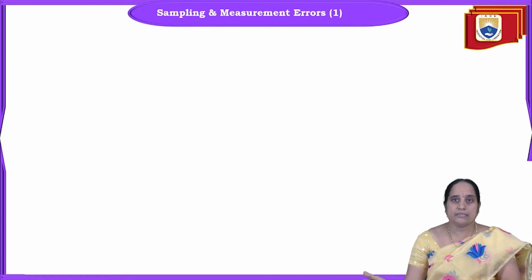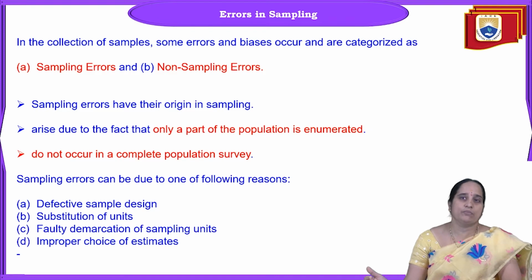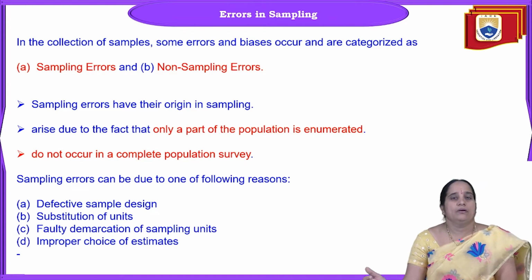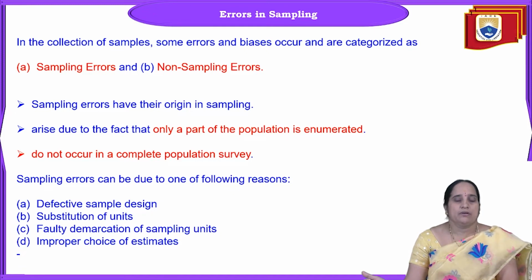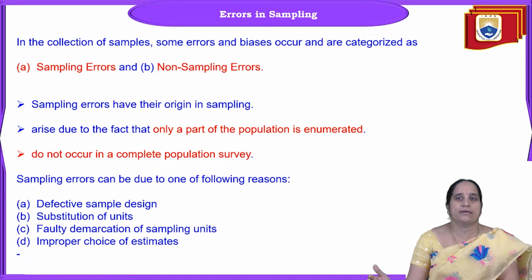I want to discuss in detail what we mean by sample errors, how these errors occur in the study, and about measurement errors also. First of all, I would like to discuss errors in sampling. At the time of selecting the samples, some errors or some sort of bias may occur, and these errors are divided into two types: one is sampling error, another one is non-sampling error.